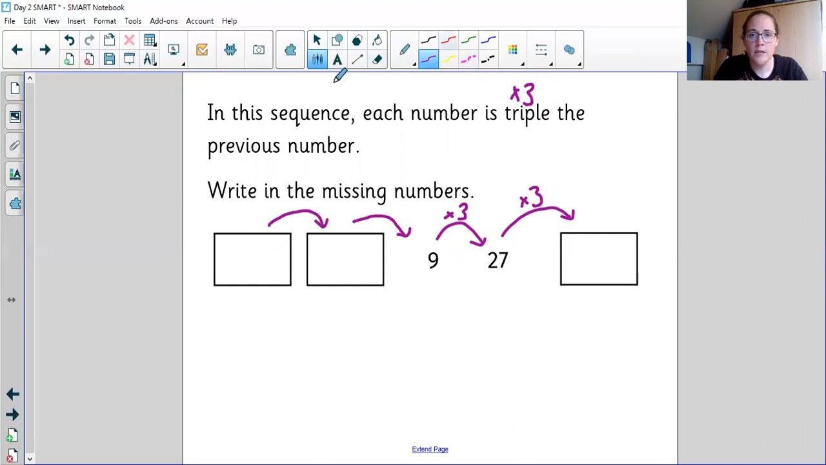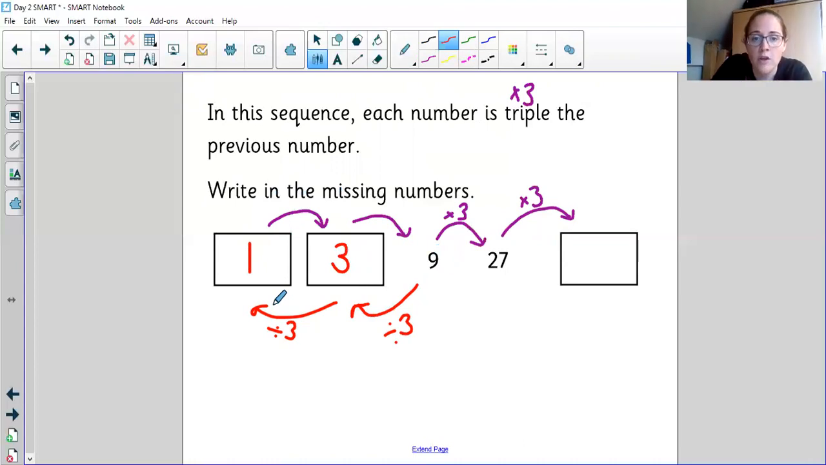However, we're going to need to go backwards, aren't we? We're going to need to use the inverse. So instead of multiplying by 3, we're going to need to divide by 3 and divide by 3. Okay, so 9 divided by 3 is 3. 3 divided by 3, how many 3's in 3? 1. Let's check that, because let's see if we triple each one whether it works. So 1 triple 1 is 3. Yes, it works. Triple 3, or 3 times 3, is 9. It works again.